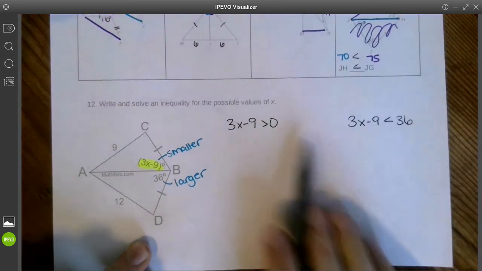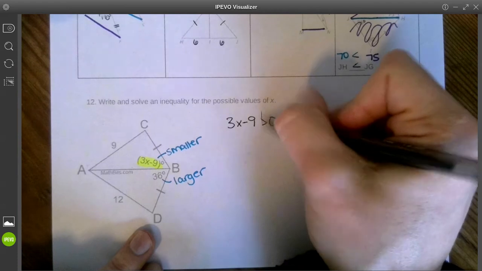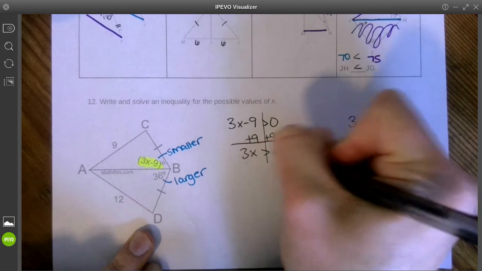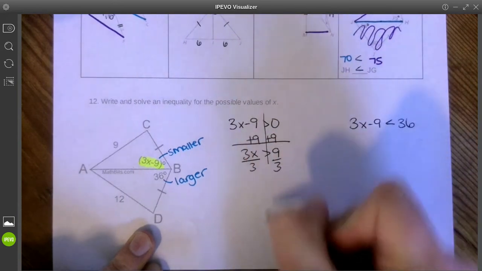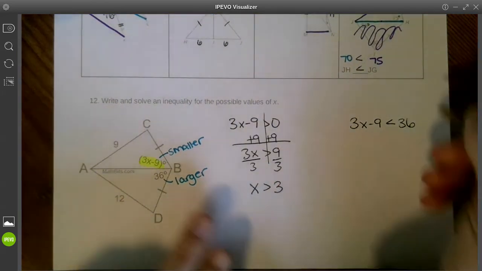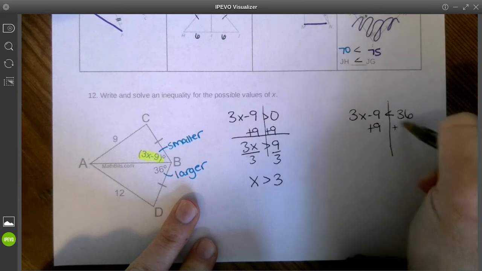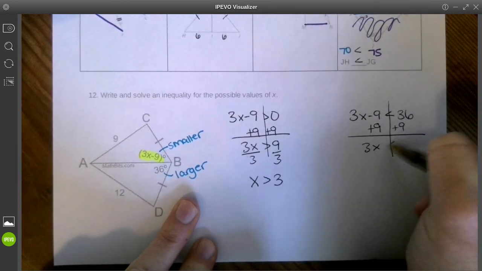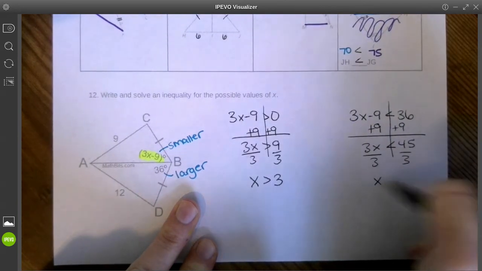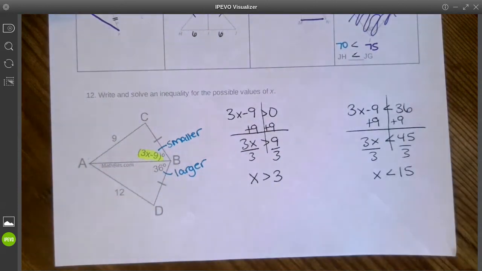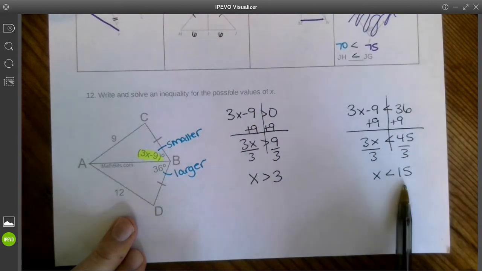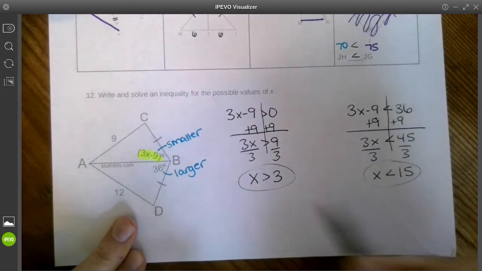So I've got two inequalities here that I have to solve. I'm going to get x by itself. I'm going to add 9 to both sides. Divide both sides by 3. This tells me that x has to be greater than 3. When I solve this inequality, I'm going to add 9 to both sides. Divide both sides by 3. And this tells me that x also has to be less than 15. So x has to be greater than 3 and less than 15. This is one of those compound inequalities I have to put together.